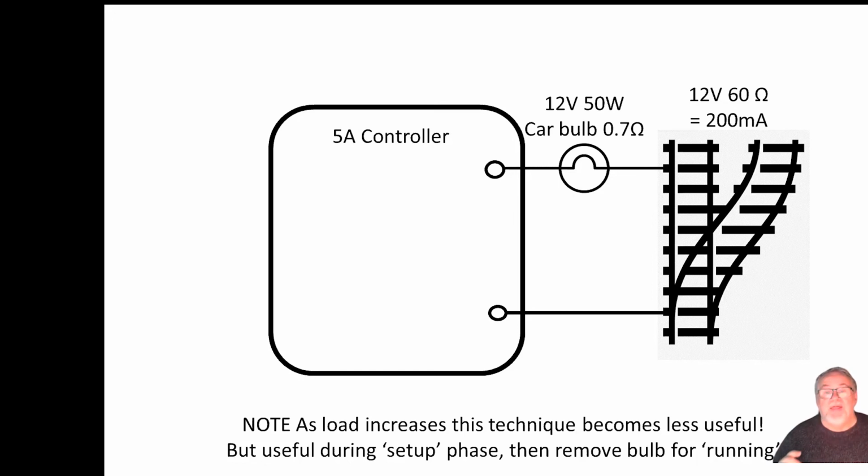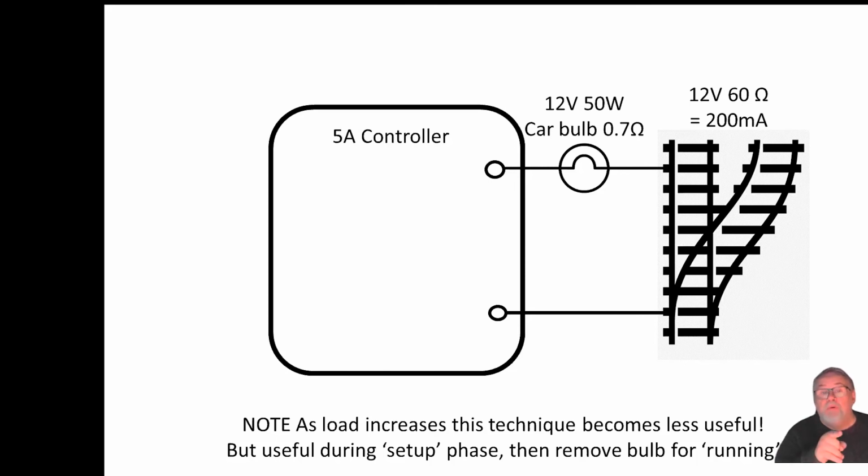If, however, my layout is suddenly running 2 amps, 3 amps, that's why I bought a 5 amp controller, because I'm running 3 amps in the layout, then the car bulb will start to put a significant amount of load on there and things will stop working.